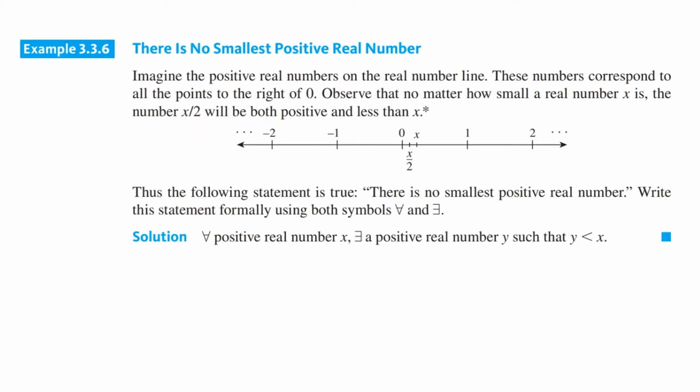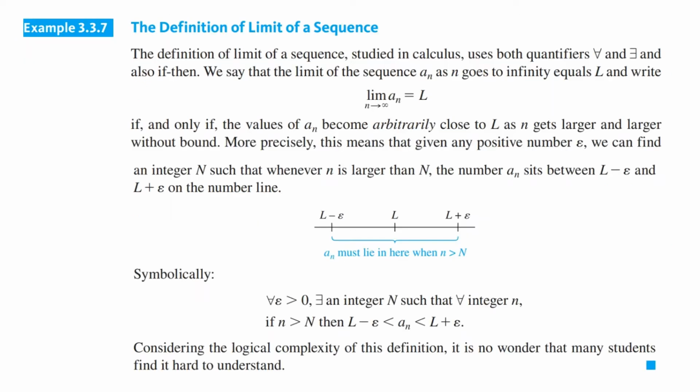Let's see how you did. And you should have come with, for every positive real number x, there exists a positive real number y such that y is less than x. We're writing this without negatives, and so there are other things you could have written, but this is the cleanest and what you really should say.